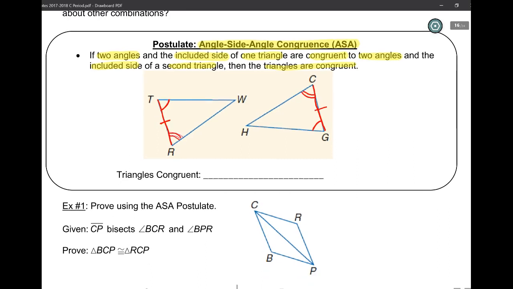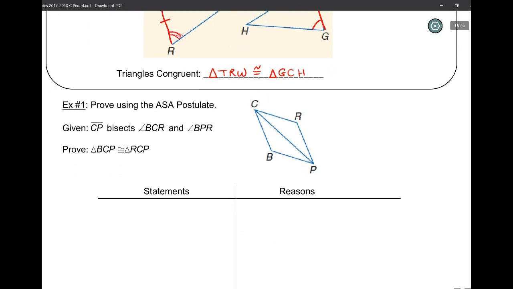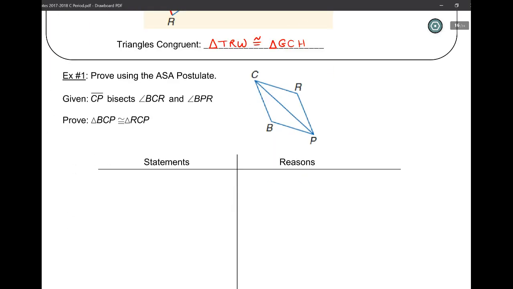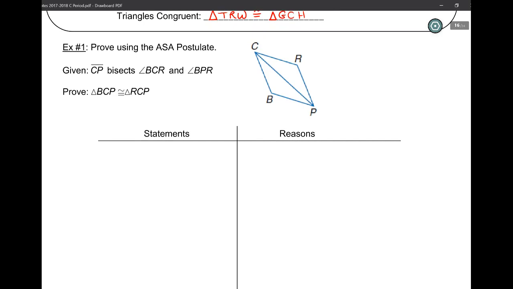That is what makes it the included side. So for the triangles that are congruent, we can list the first triangle in any order that we want. Let's say TRW. And then I just need to make sure that I match up. So angle T matches with G, R matches with C, and then H. So that's angle, side, angle. So we are going to do the following proof, and we're going to use the angle, side, angle postulate.